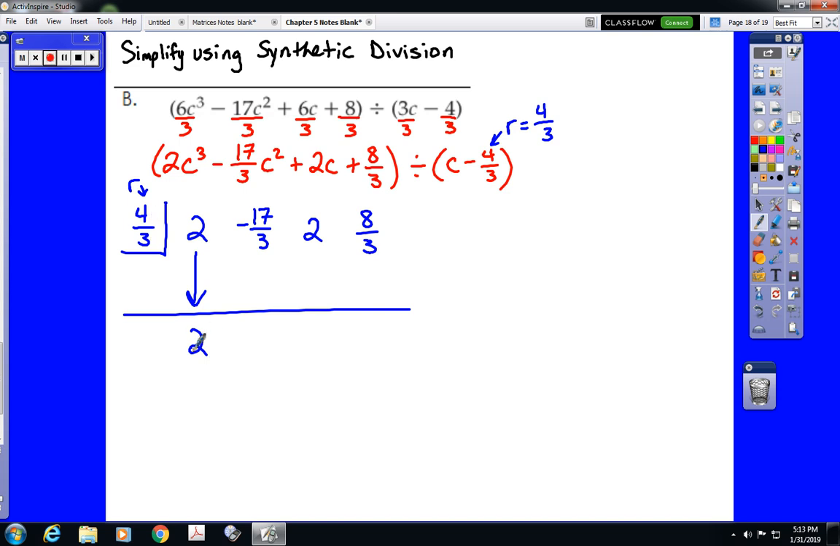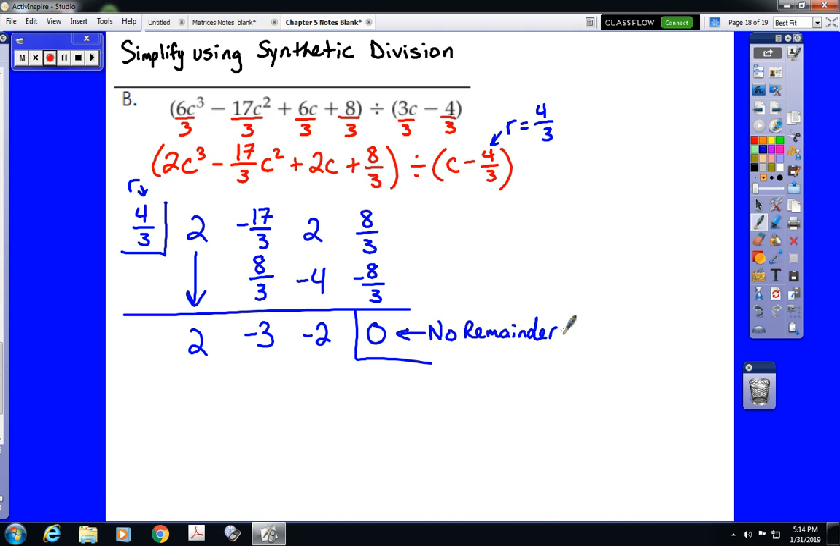4/3 times 2 is 8/3. Add down. That would be negative 9/3. Negative 3. 4/3 times negative 3 is negative 4. Add down is negative 2. 4/3 times negative 2 is negative 8/3. Add down. Hey, look, we got lucky. There is no remainder. This is to indicate that sometimes this does work out nicely.